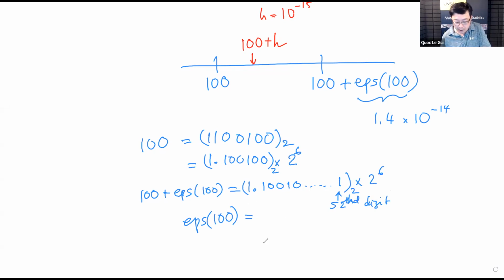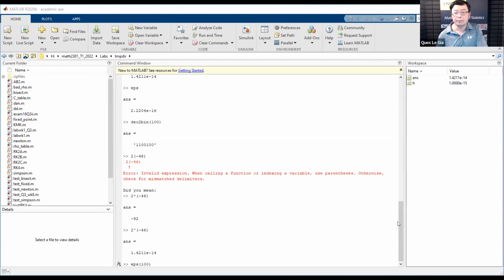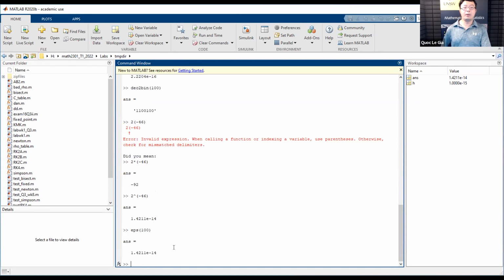So then epsilon of 100 now will be just 1 over 2 to the 52 times 2 to the 6. And what is this number? This will be 2 to the minus 46. If you put 2 to the minus 46 into MATLAB, you will see that it exactly equals epsilon of 100. We will talk about this calculation in the tutorial, but now I just show you the quick calculation, and in MATLAB epsilon of 100 is the same as 2 to the minus 46.